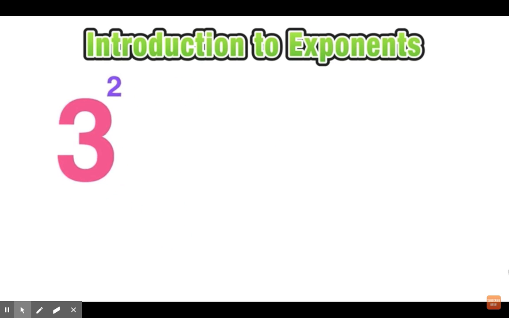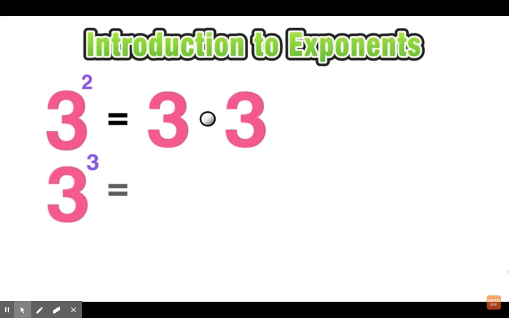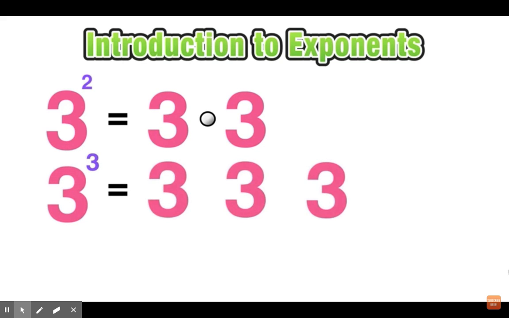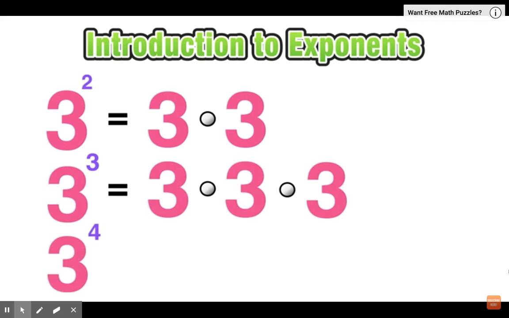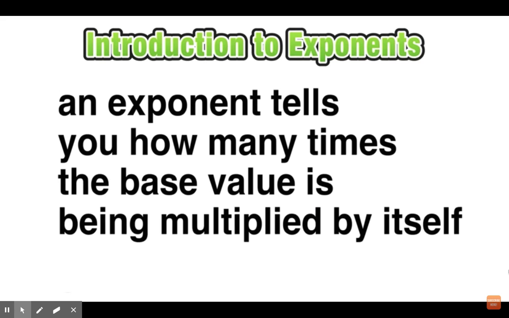And now we can extend this thinking. We know that 3 to the second power equals 3 times 3. We're multiplying 3 twice. 3 to the third power equals 3 times 3 times 3. We're multiplying 3 times. And, of course, 3 to the fourth power is going to equal 3 times 3 times 3 times 3, or 3 multiplied 4 times. So now we can stop and make a conclusive statement, and that statement is that an exponent tells you how many times the base value is multiplied by itself.